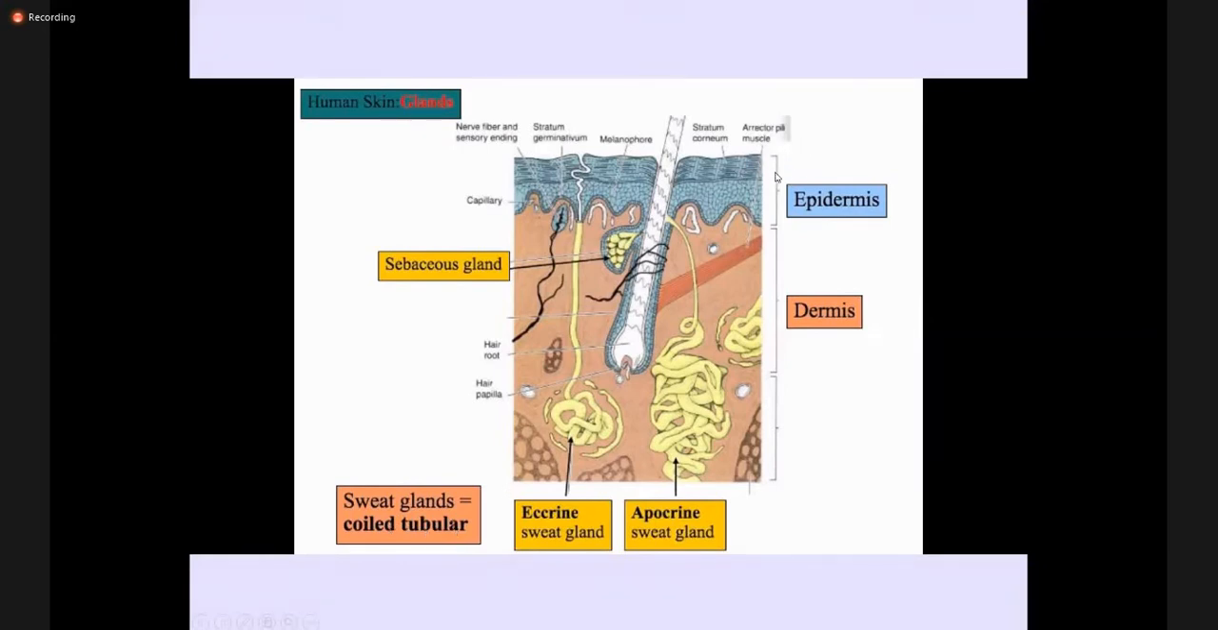And if we see the cut section of the skin, this upper part that is lined by the epithelium, it is actually the epidermis. And the lower part that is much more in thickness as compared to the epidermis, it is actually the dermis. And it is the dermis that is containing all the constituent parts of the skin appendages.